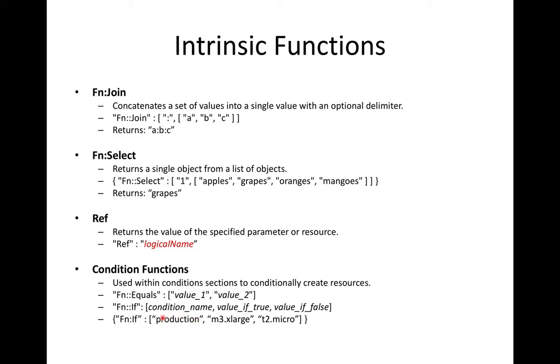And this production is defined somewhere else within our document. And production is basically, think of it as a parameter that's going to evaluate to true or false. If it's true, then this function will return the value m3.xlarge. If it's false, it will return the value t2.micro. This is likely for a development environment where a large instance type is not required.